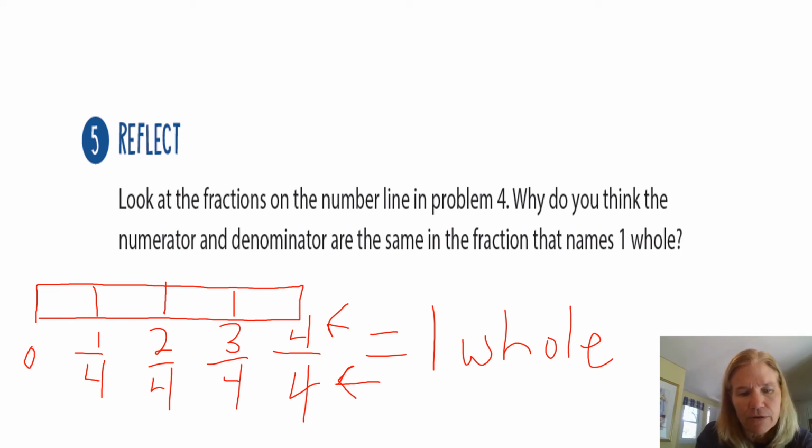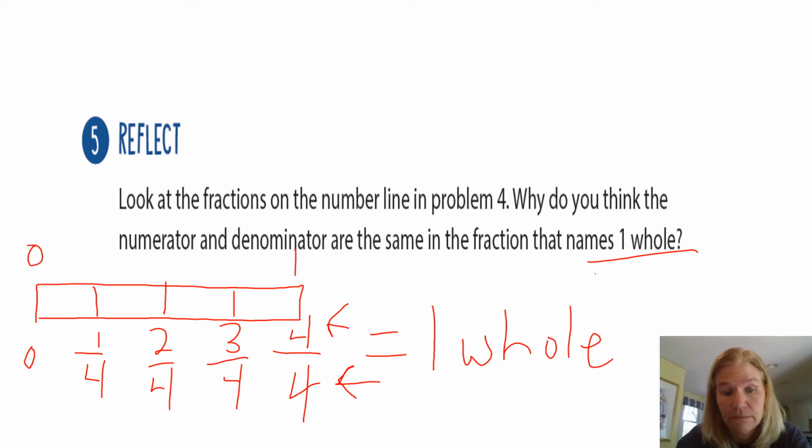Here's my picture. I know the numerator's 4, the denominator's 4, and I know if there are 4 over 4, I'm telling you, it names 1 whole because I got to the end. I got from the 0 all the way to the 1. Why? I'm going to tell you why.